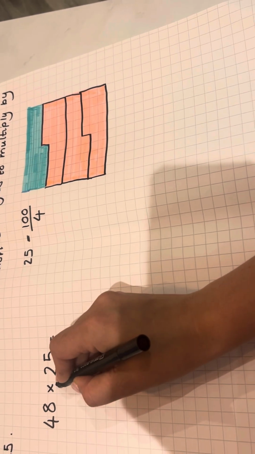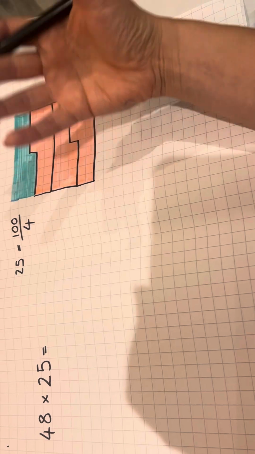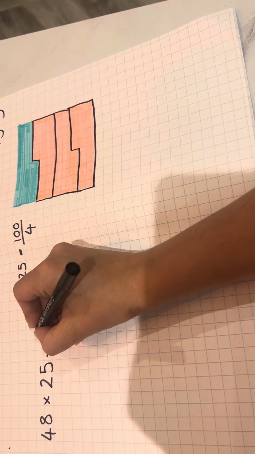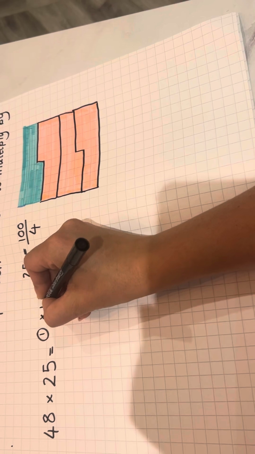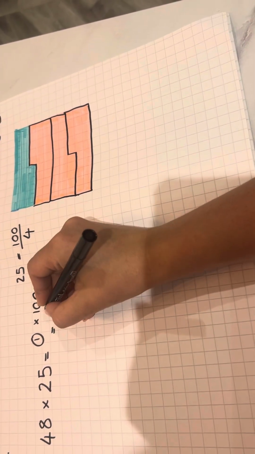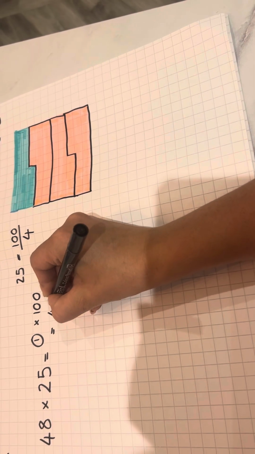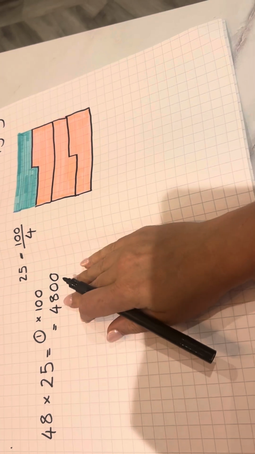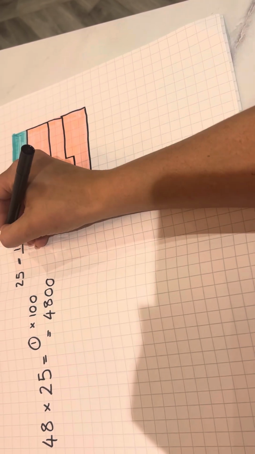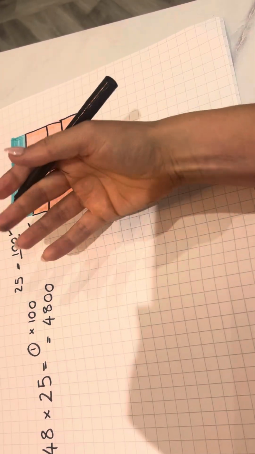So 48 multiplied by 25. So the first thing we're going to do, those 2 steps again like a function machine. We're going to multiply step 1 by 100 to make it 100 times bigger. That's the first step that we're going to do. And now we're going to divide it. So we're going to do the second part. So we've done this part. We're now going to do the bottom part, which is to divide by 4.